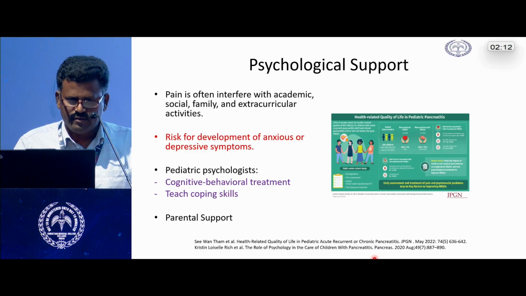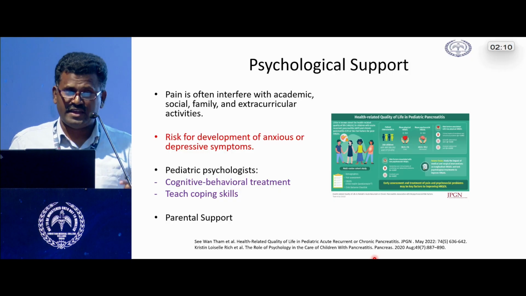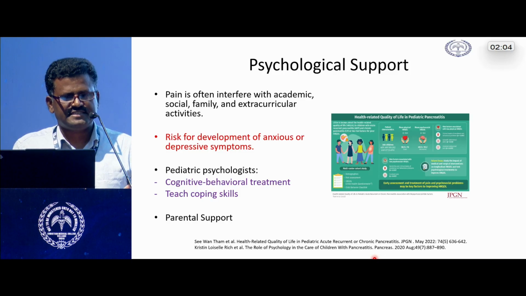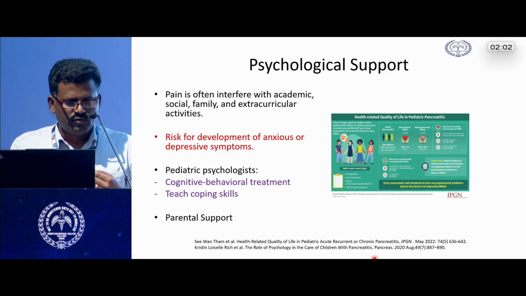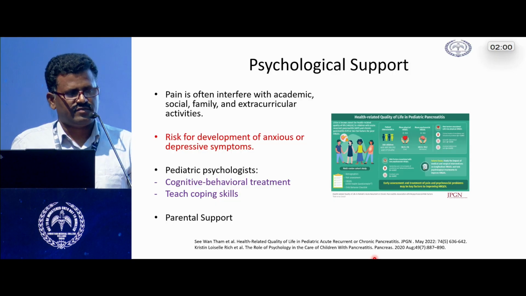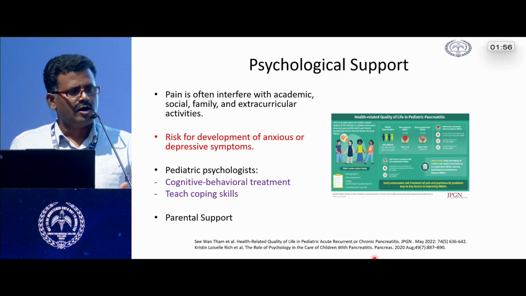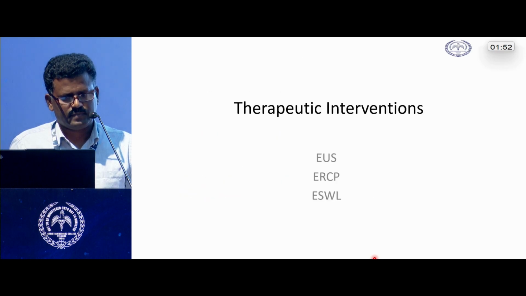Psychological support is very important, and pain is a major factor affecting children's social life, and they are at risk of developing anxiety and depressive symptoms. So with the help of a pediatric psychologist, we can plan other therapies like cognitive behavioral therapy or coping skills and other things. Parental support is also very important.